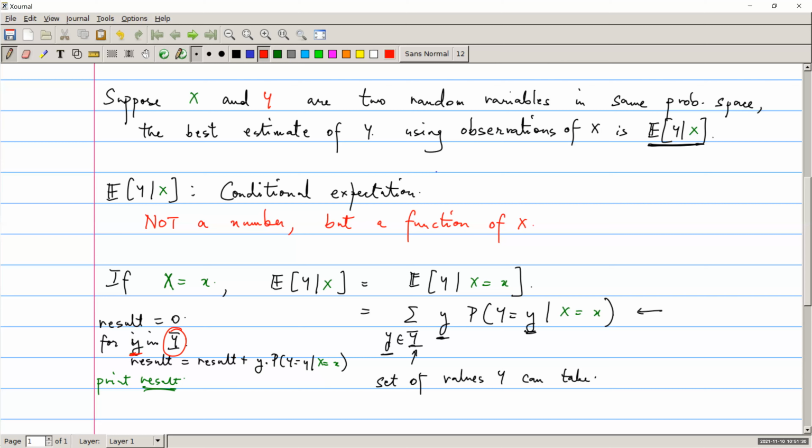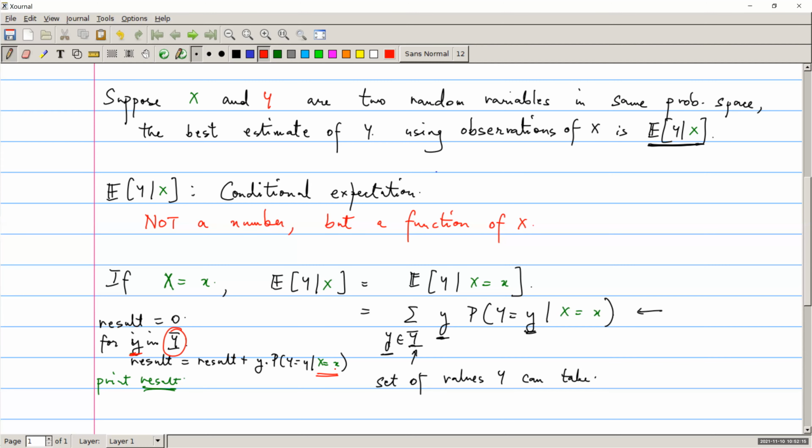In the same way, this summation is a function of what value x can take. It's also a function of the set of all values y can take, but that has something to do with the random variable itself. It's not a function of little y, not a function in particular of the values y can take. So is everyone okay with this?